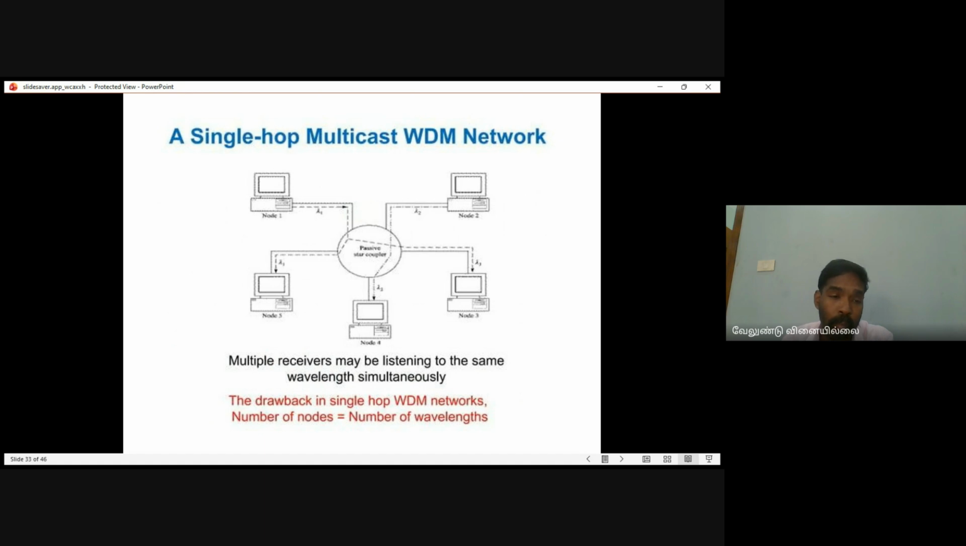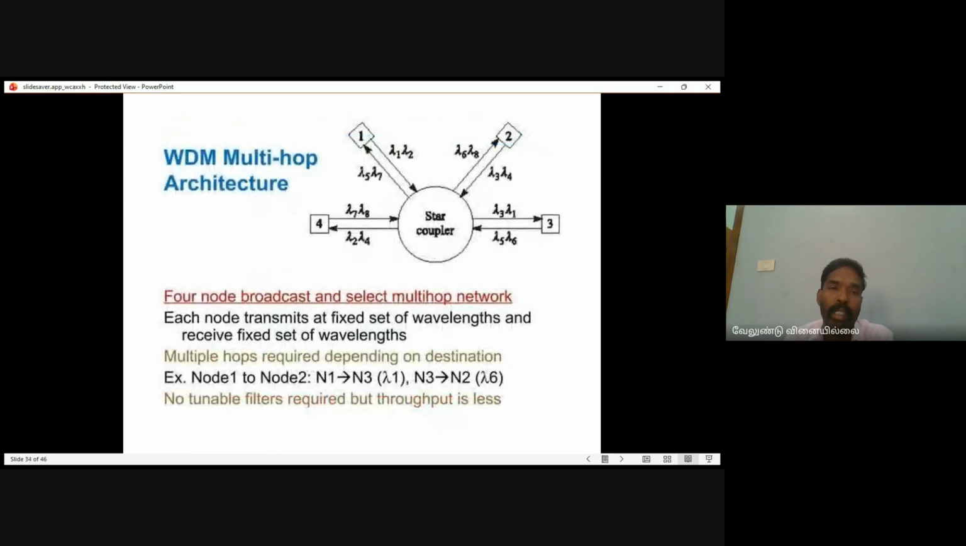Please all of you note this down. Slide 33, note it down. Concentrate and you will get some more points about the single hop multicast WDM network. So what is the topology here? Anyone can say what kind of topology is connected to this WDM network? Star. Star topology. Yes, very good, excellent. It is a star topology.